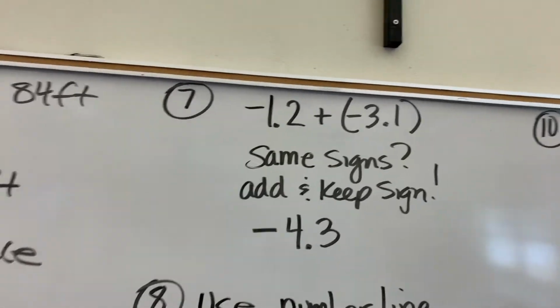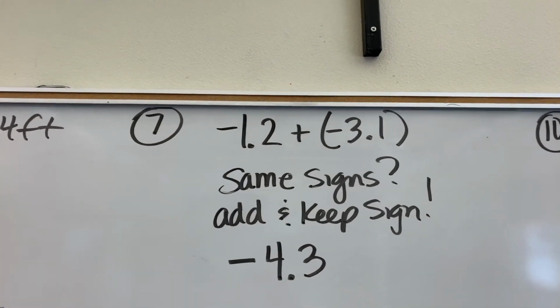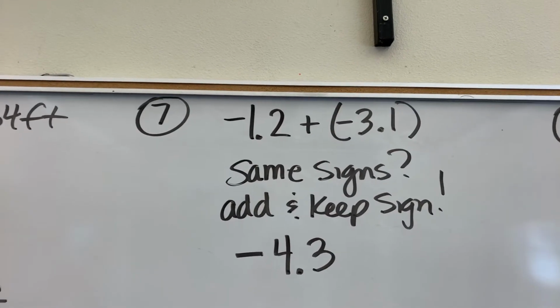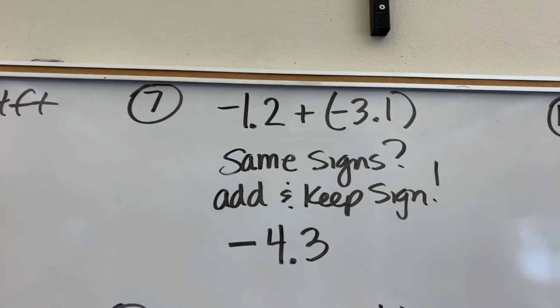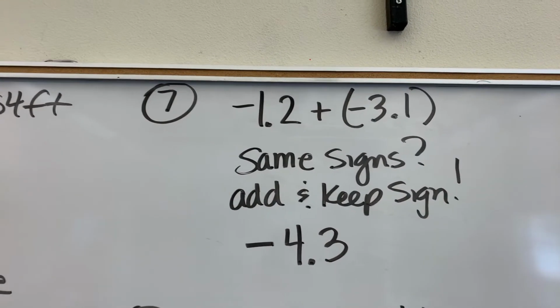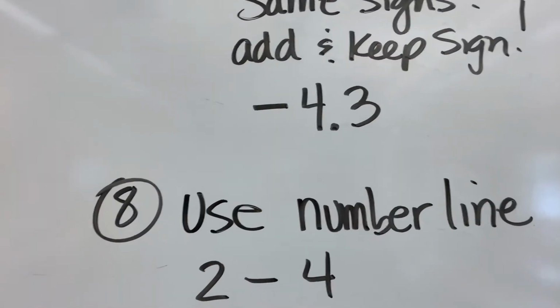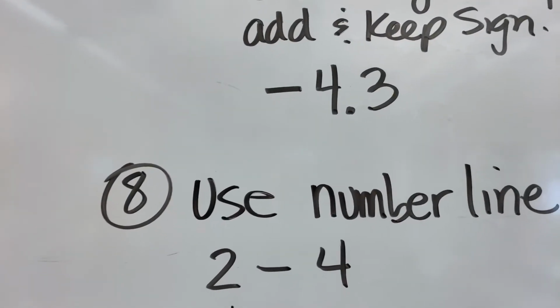Number 7, it's an addition problem. And notice, I have the same signs for both of my addends. You add and keep the sign. 1.2 plus 3.1 is 4.3. Keep the negative signs.